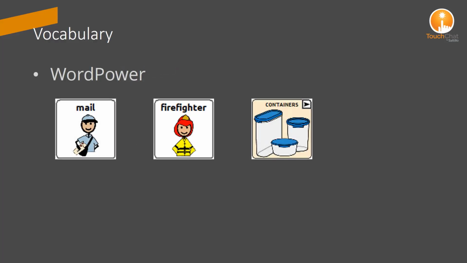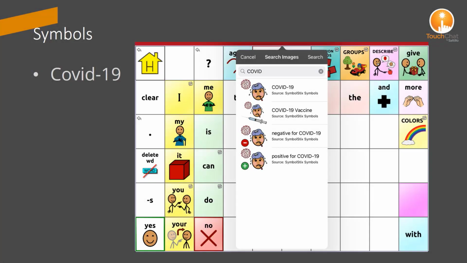WordPower has a few minor changes with symbol updates across the files. Nancy Inman, author of WordPower, has taken advantage of some of the updated symbols found in the library. These are a few of the examples. Finally, you will find a few new symbols related to COVID-19.